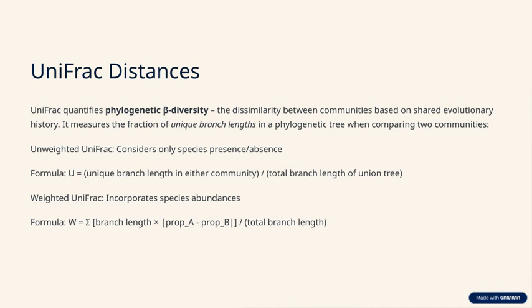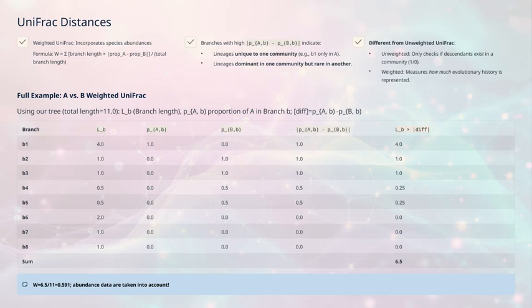Overall, uni-frac helps us understand the evolutionary relationships shaping community differences, which ties into our broader goal of exploring microbial diversity and how communities evolve and differ across environments. Let's take a closer look at uni-frac distances, starting with the weighted uni-frac.